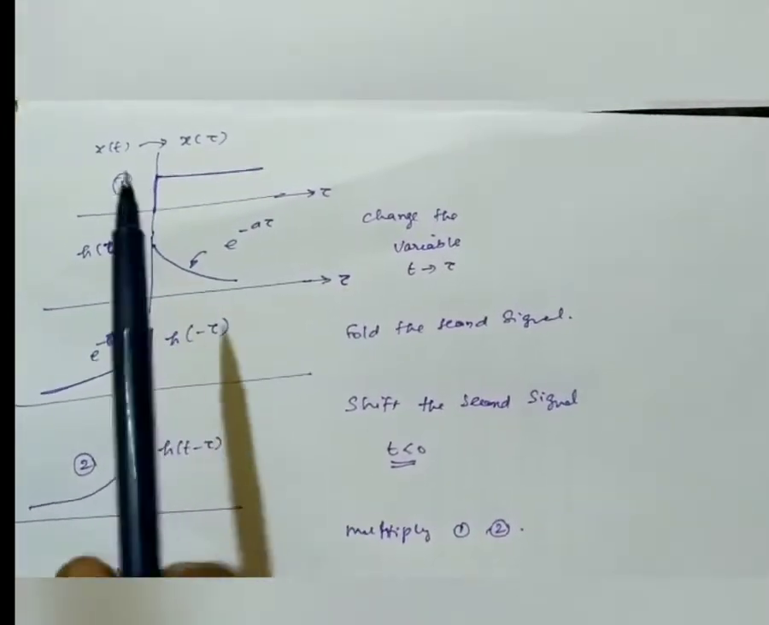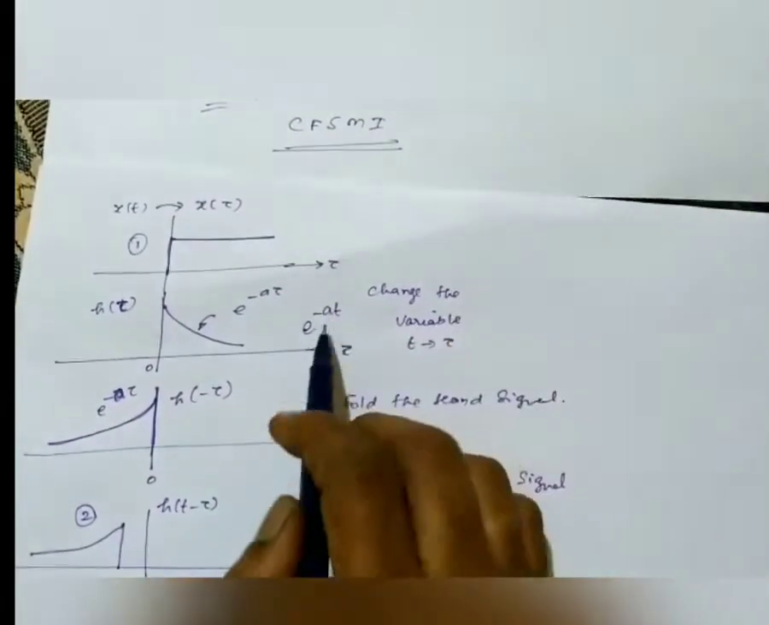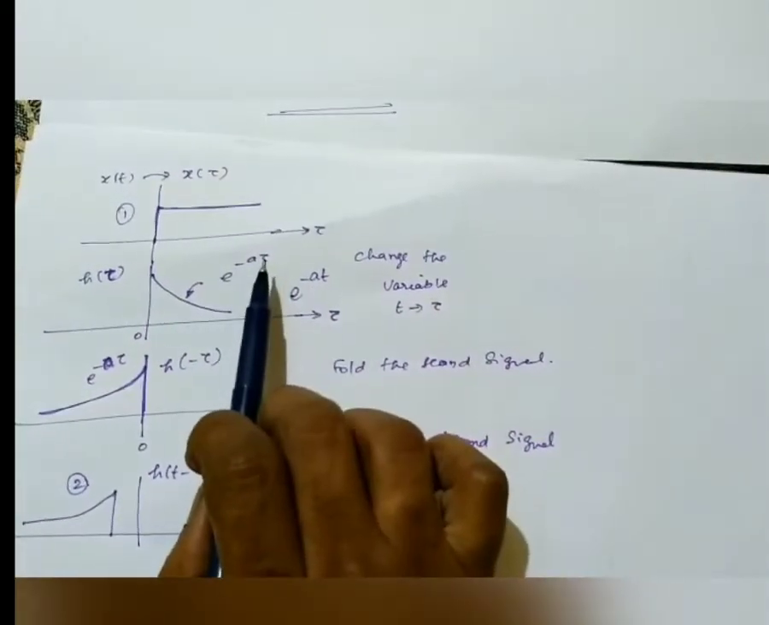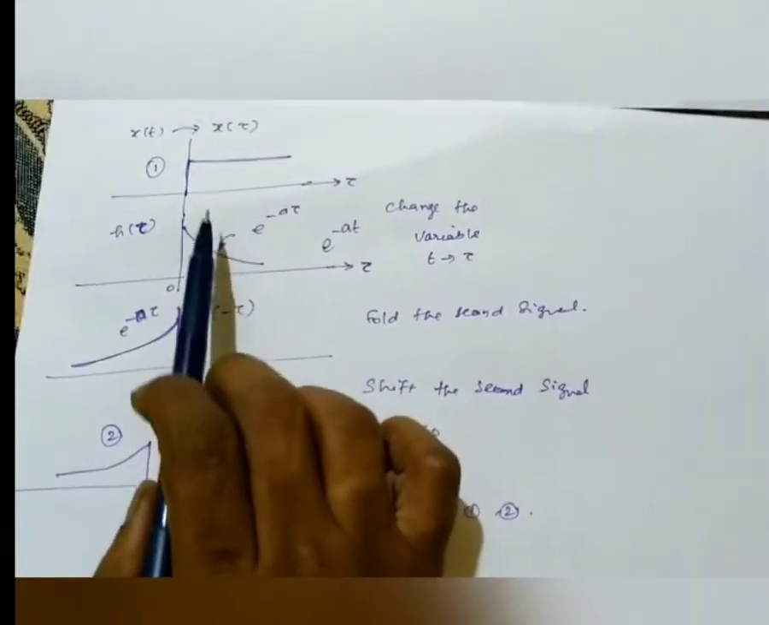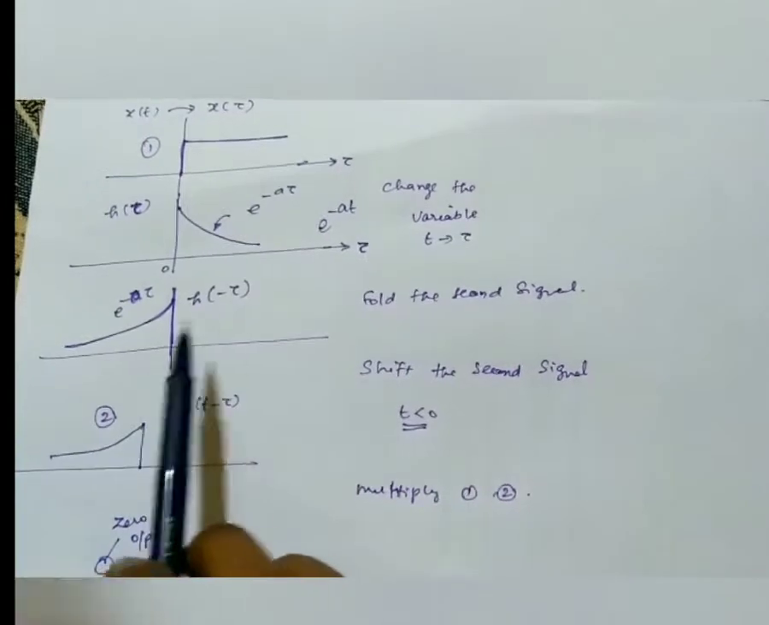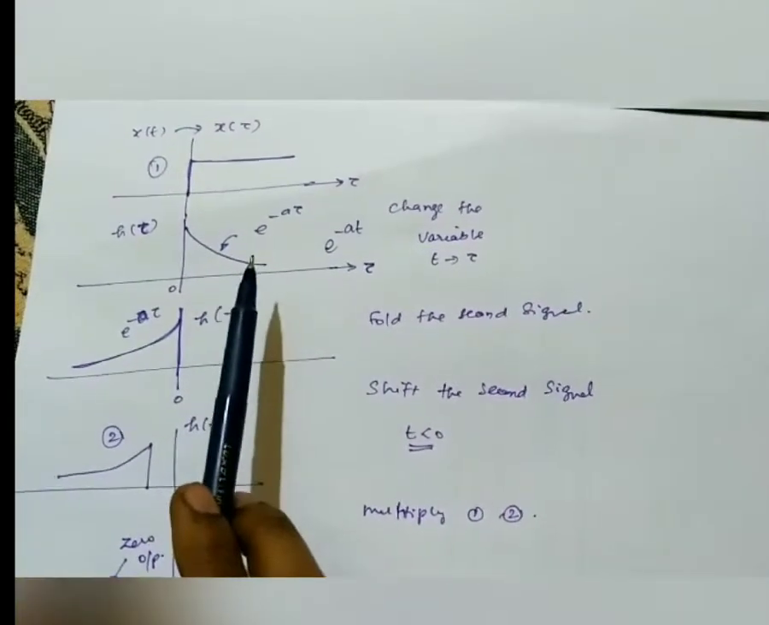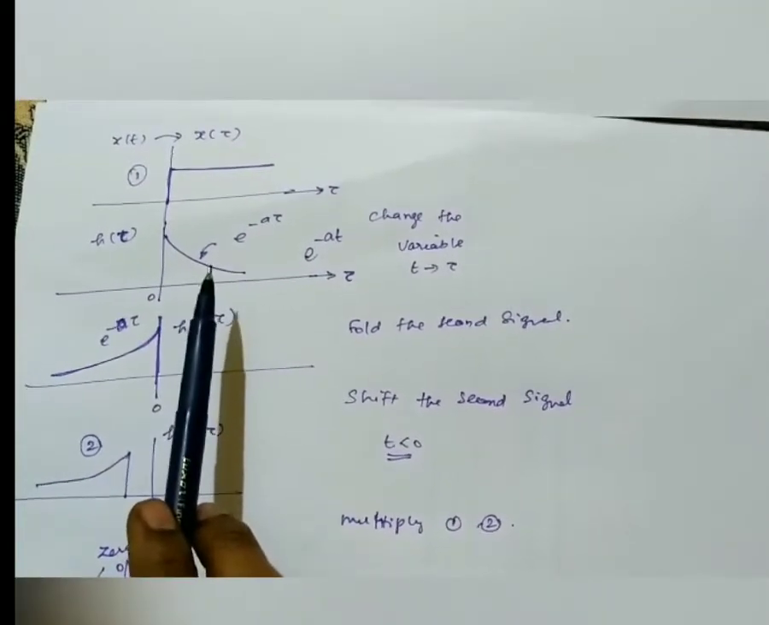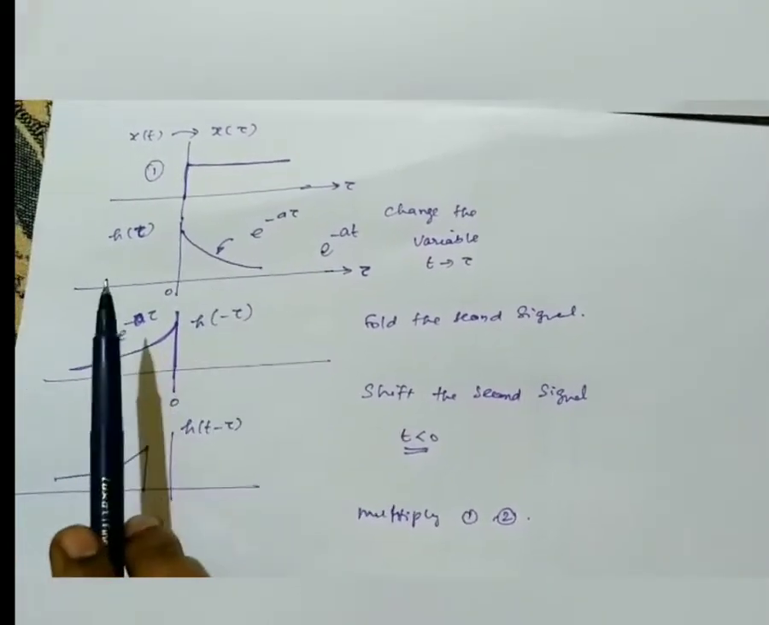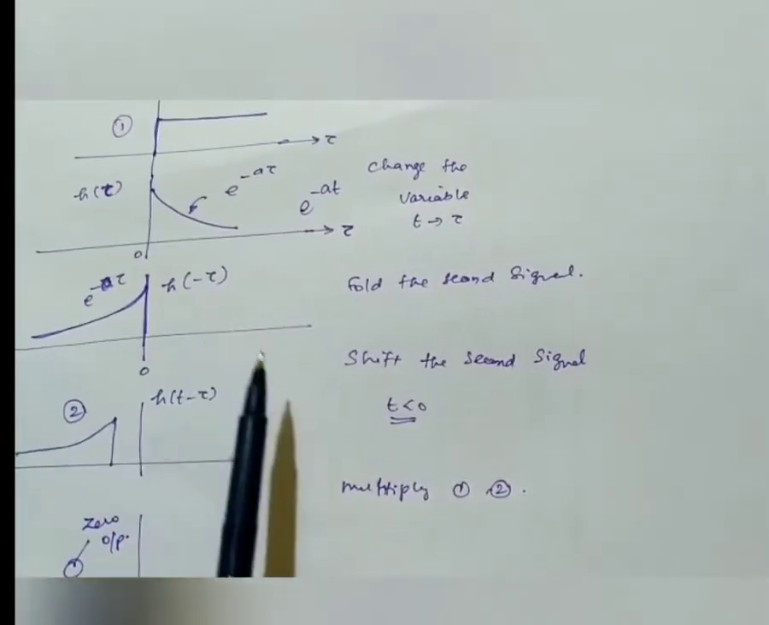Now again, h of t is an exponential function, e power minus at, that is converted into e power minus a tau. This is the first step, change the variables. The second step is fold the second signal. So h of tau is the second signal. You fold it, a right-handed function is converted into a left-handed function, that is h of minus tau.